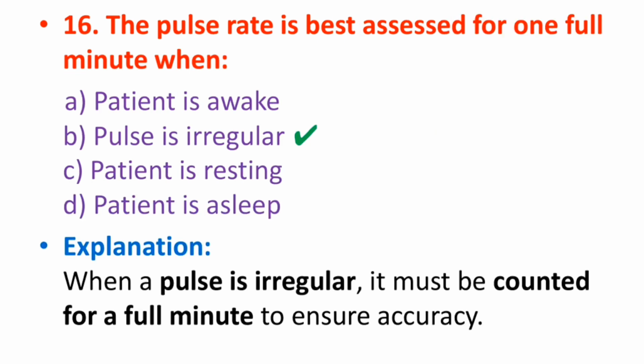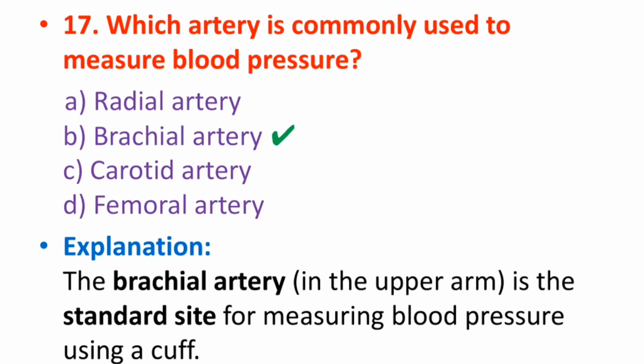The pulse rate is best assessed for one full minute when: option A, patient is awake; option B, pulse is irregular; option C, patient is resting; option D, patient is asleep. The correct answer is option B, pulse is irregular. When a pulse is irregular, it must be counted for a full minute to ensure accuracy.